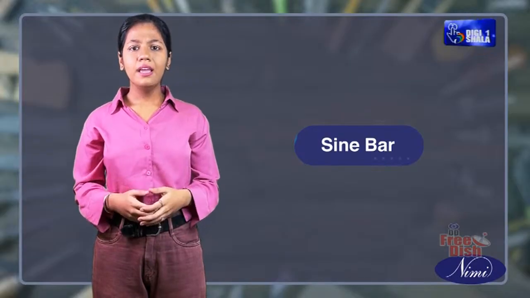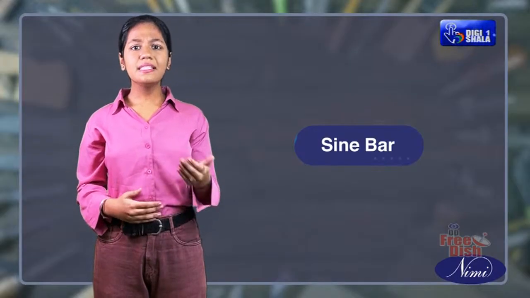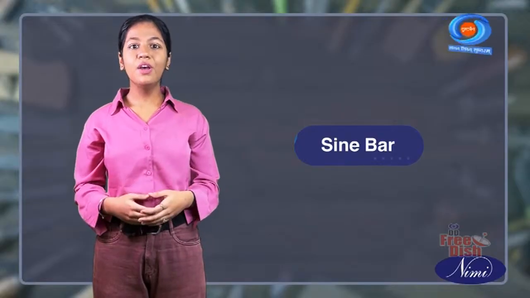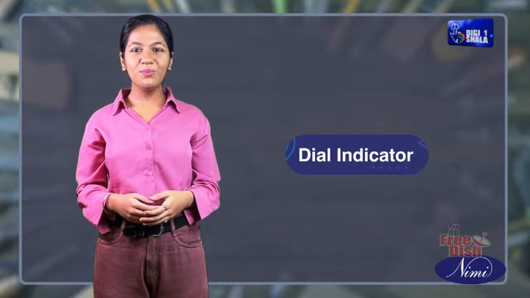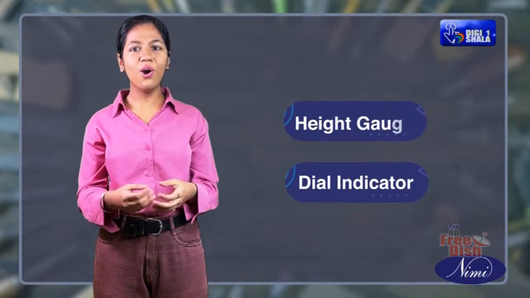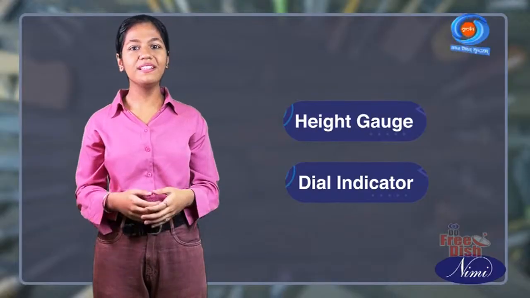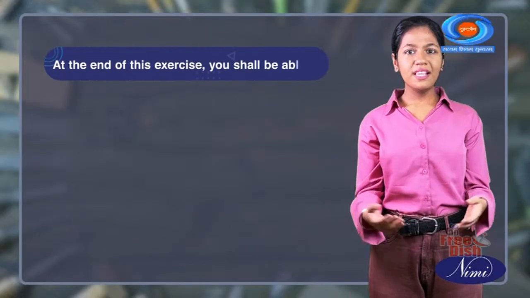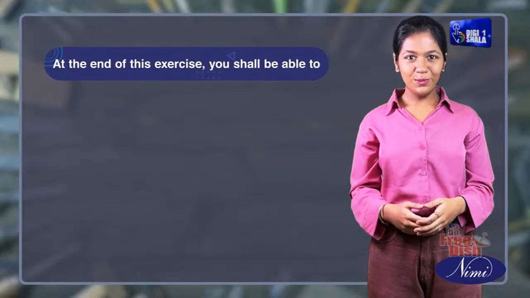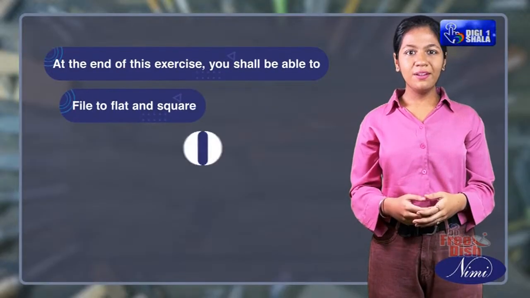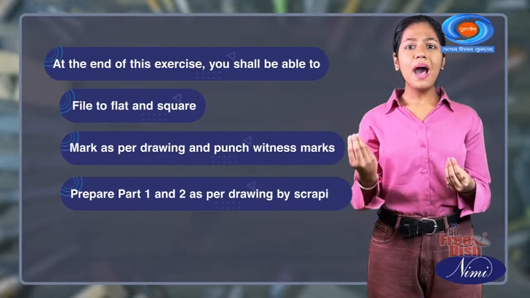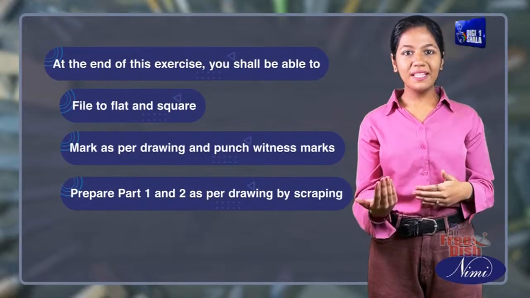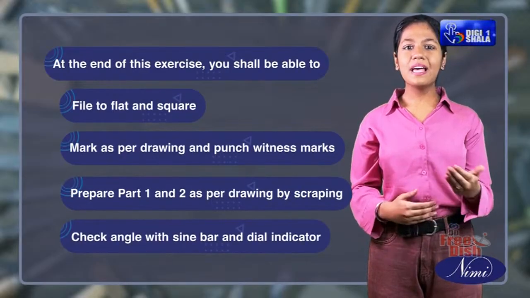A sine bar is a precision measuring tool consisting of a hardened steel bar with accurately ground parallel surfaces. It is used in conjunction with a dial indicator or a height gauge to measure the angle of the scraping surface. At the end of this exercise, you shall be able to file to flat and square, mark as per drawing and punch witness marks, prepare part 1 and part 2 as per drawing by scraping, and check angle with sine bar and dial indicator.